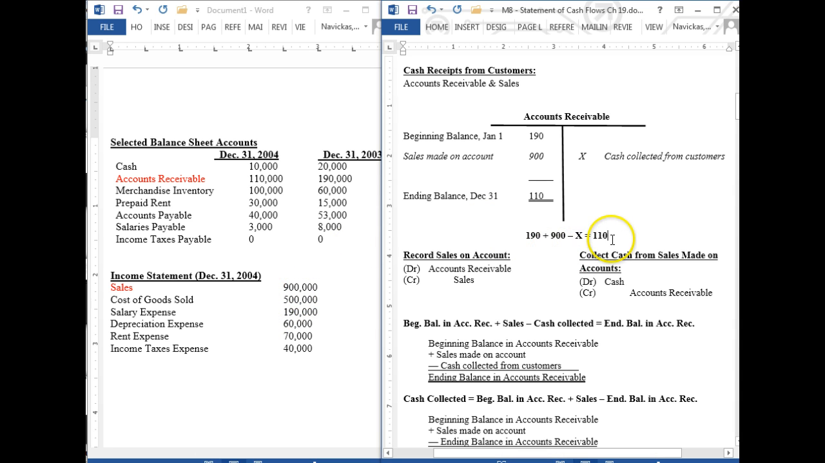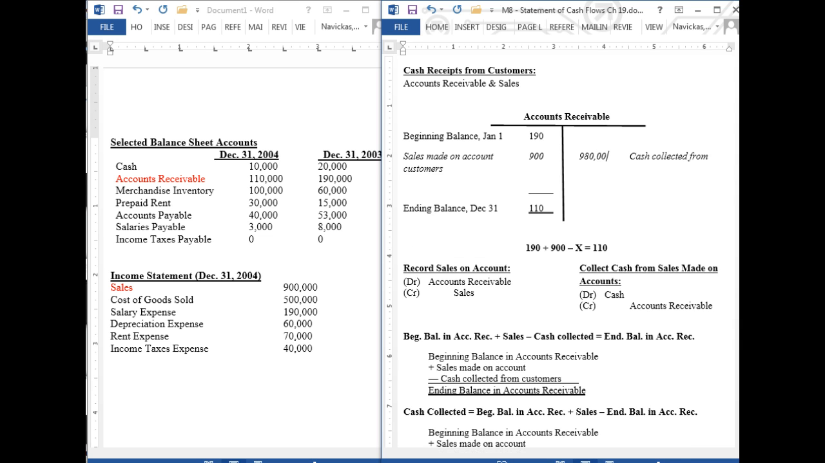So what does that come out to? Did anyone solve for that? I'm pausing you guys. So there's the 980. So we're going to put the 980 in. So 980,000 was cash collected from customers. That's going to be on our statement of cash flows.